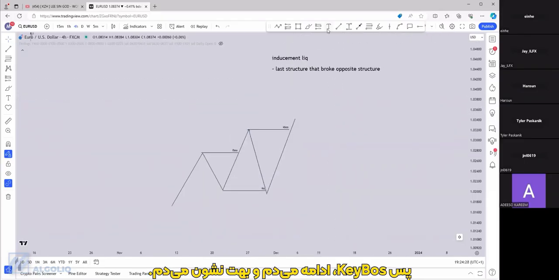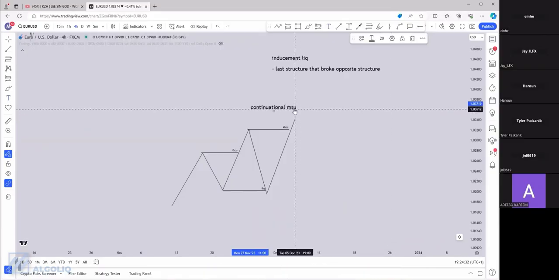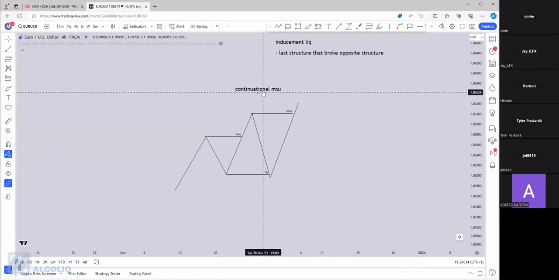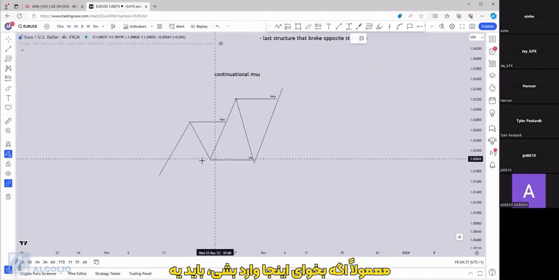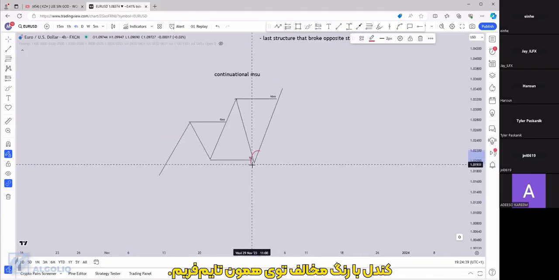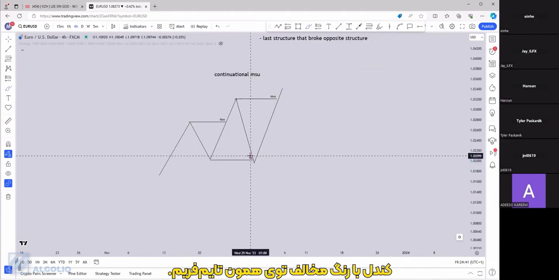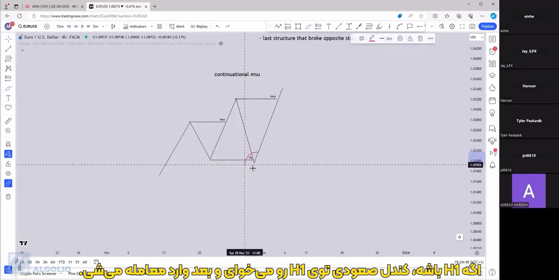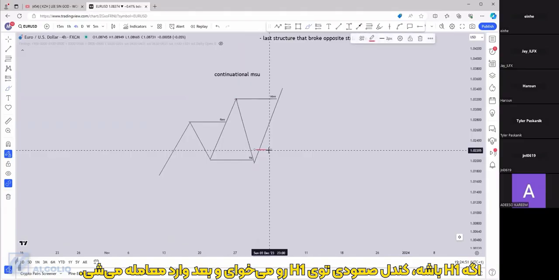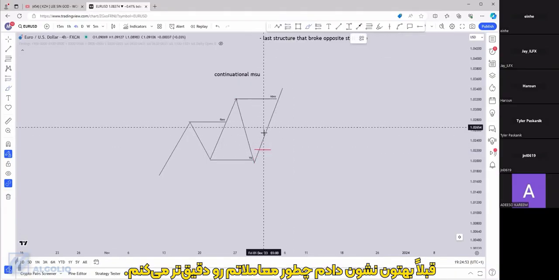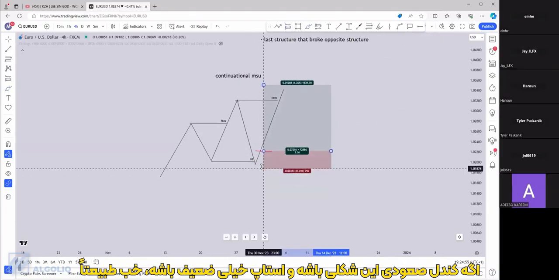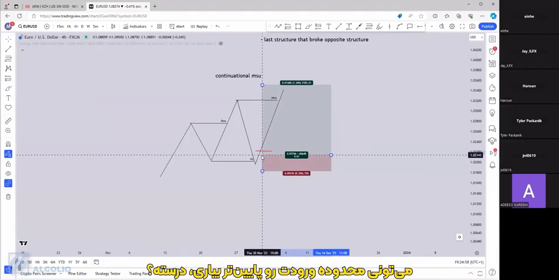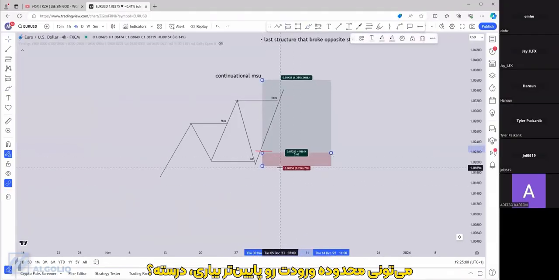So key BOS, continuation, I'm assuming. Usually if you want to enter here, you want an opposite color candle on the same time frame. So if this is M15 structure, you prefer an M15 bullish candle. If this is H1, you prefer an H1 bullish candle, and then you enter. I already showed you guys how I refine my trades. If the bullish candle is like this and the stop loss is too big, then of course you can just refine the buy like this, lower, right?